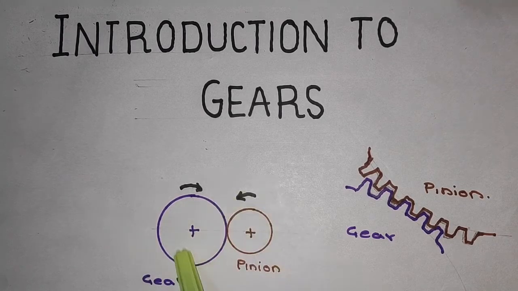So this is about gears, and we have seen already in the first lecture that gears are a higher pair because there is always a line contact between the teeth of two gears. In the next lecture, we'll be seeing in detail the classification of gears. Friends, this was just a short introduction to gears.